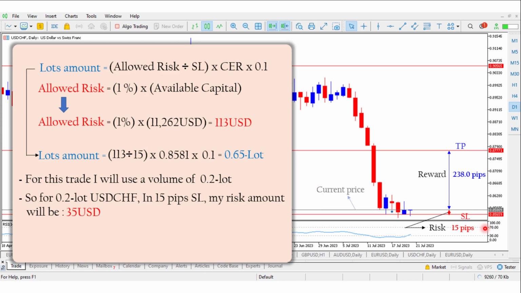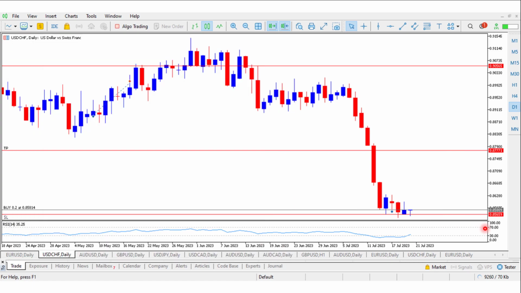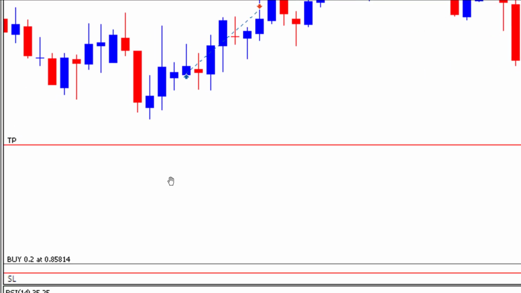Here I'm not calculating that again because it will take too much time and this lesson would become too lengthy. So now I'm going to trade 0.2 lot, and my risk for 0.2 lot will be $35, and my maximum allowed risk is $113. So I'm still able to risk $78. Now here I'm going to place my long order. I already placed 0.2 lot for this trade, so I'm done with the USD CHF trade. I placed my take profit, placed my order, and also placed my stop loss here under the current price.